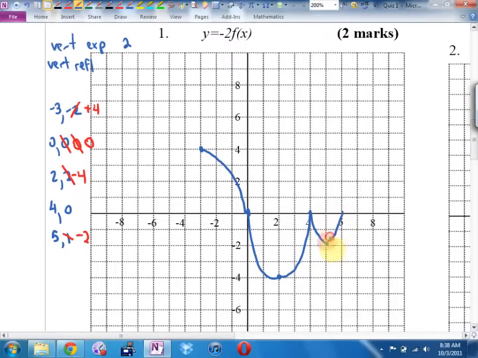Now, how do I mark these? For 2 marks, I would give you 1 mark if you did a vertical expansion. I would give you 1 mark if you did a vertical reflection. However, I would take a half mark off for each point that was in the wrong place. Now, let's talk about how they mark these on the provincial, and therefore how I will mark these, okay?